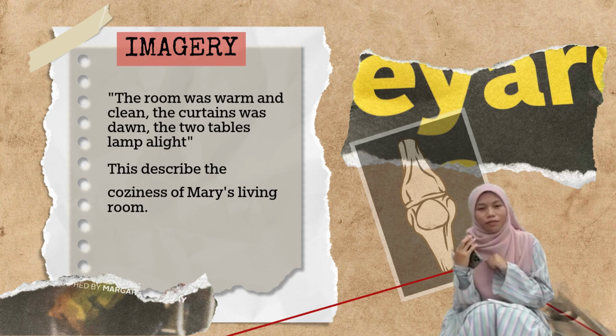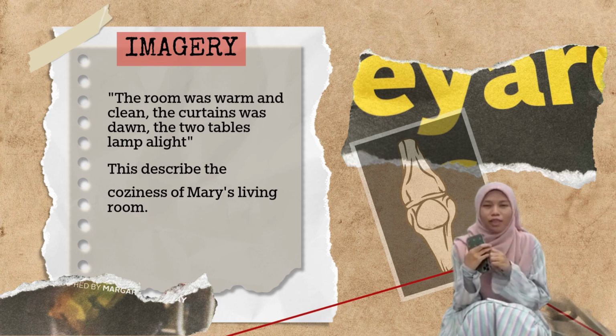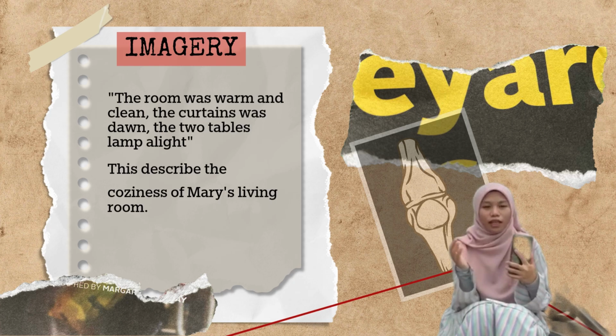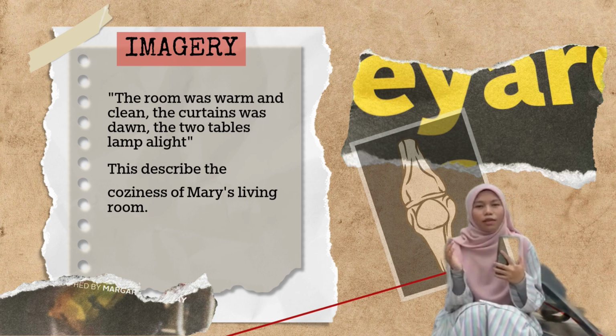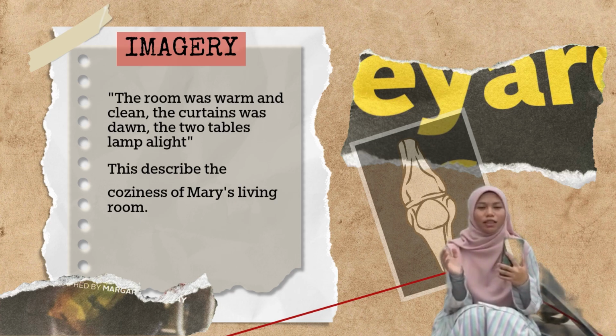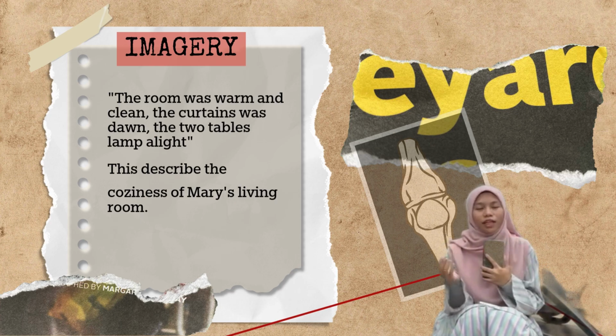So the next one is the imagery. In this story, it was said that the room was warm and clean, the curtains were brown, and the two table lamps alight. Which describes the coziness of Mary's living room.